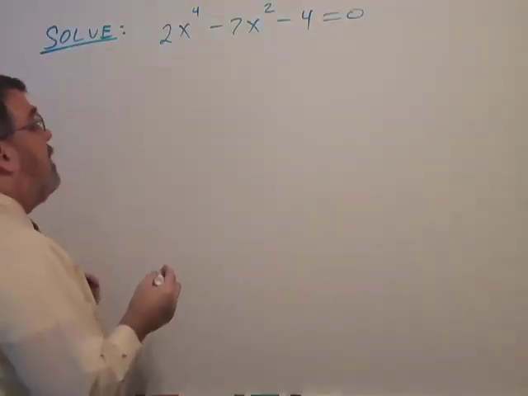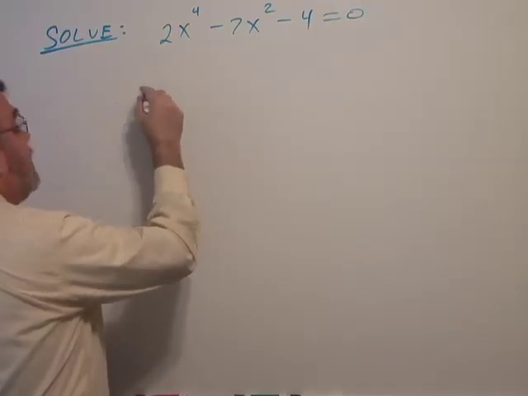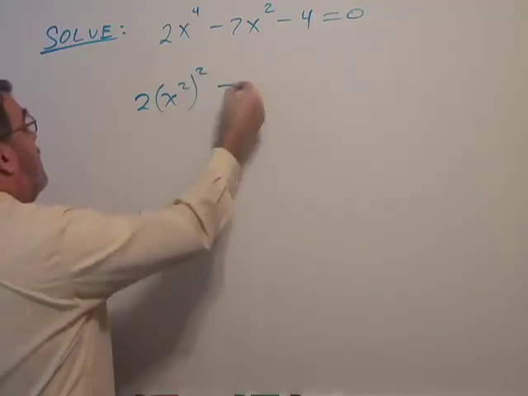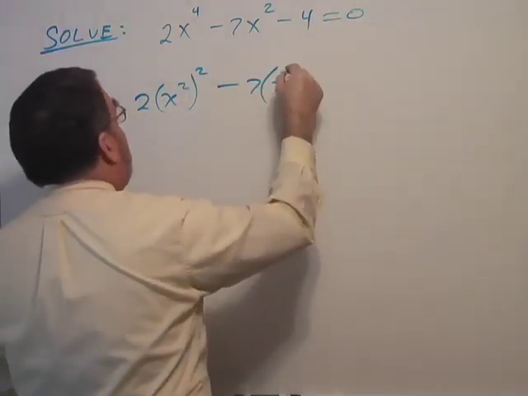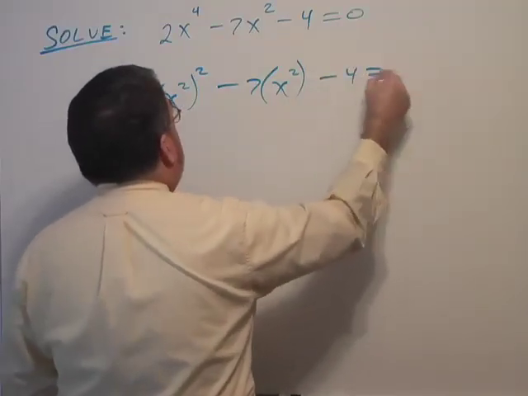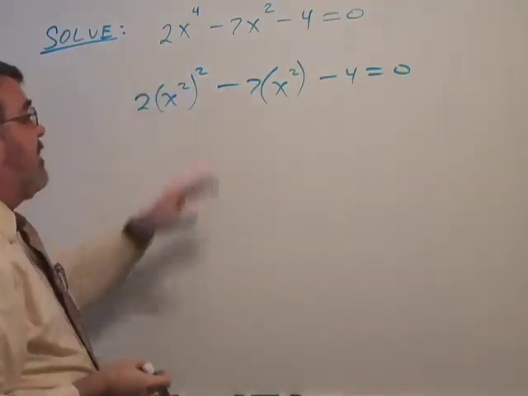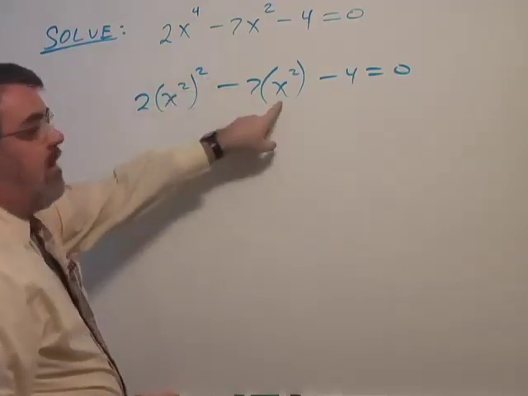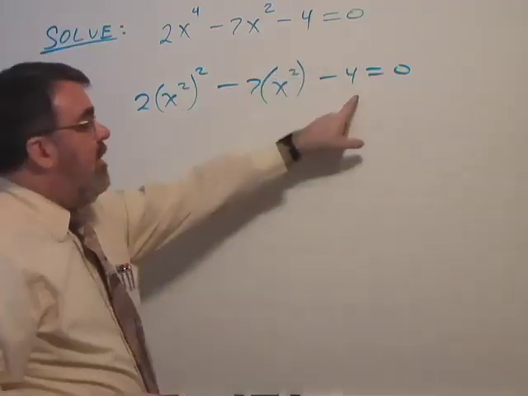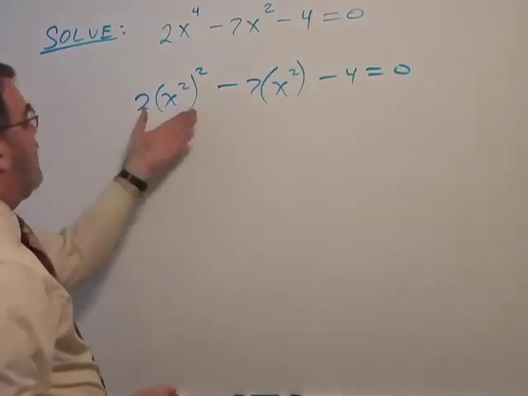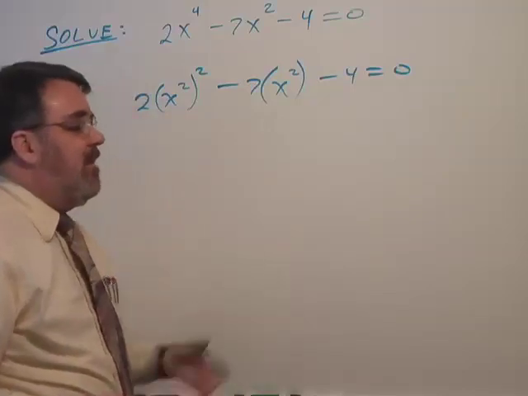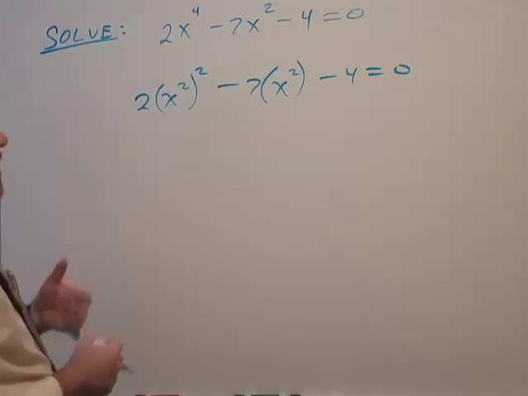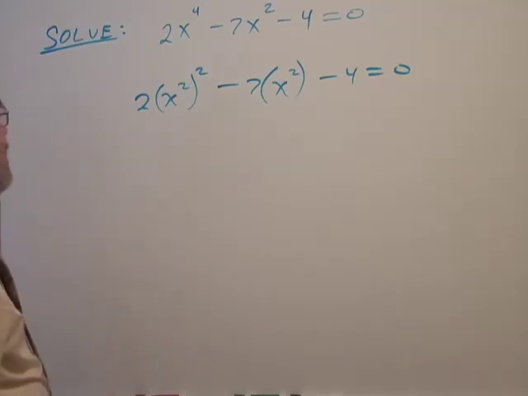A quadratic form means I have something squared. In this case, 2x squared is squared, minus 7 times that same variable, minus 4 equals 0. So in other words, if I think of x squared as my variable, then I have this variable term squared, a variable term to the first power, and a constant. So it's something squared minus something, and then a constant. That's a quadratic form.